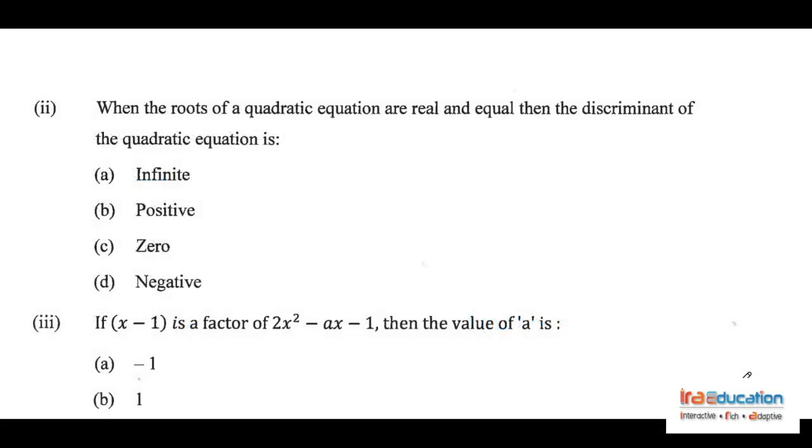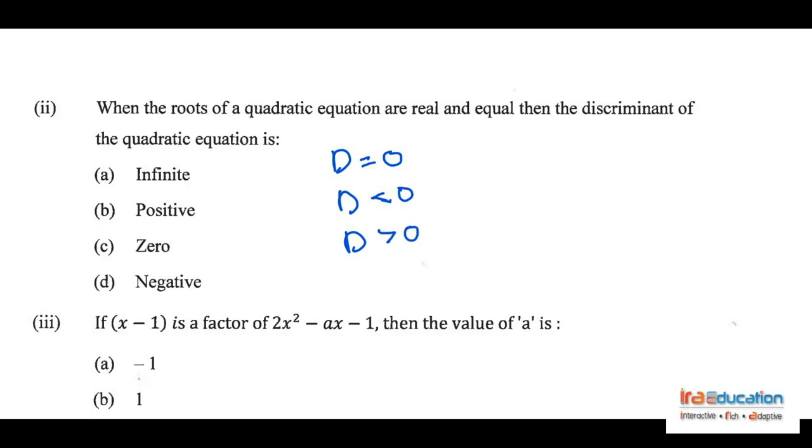In the second problem, he says, what is the value of the discriminant if the roots are real and equal? We know that if D is equal to 0, roots are real and equal. If D is less than 0, the roots are imaginary. If D is more than 0, the roots are real and unequal.